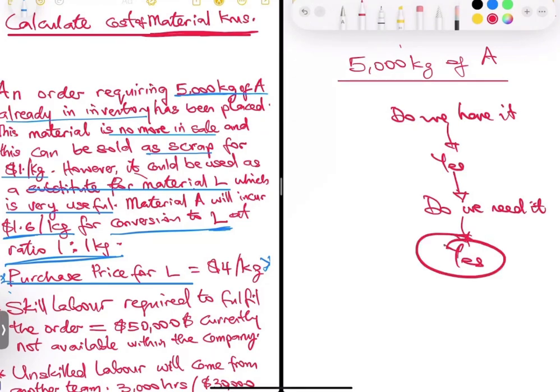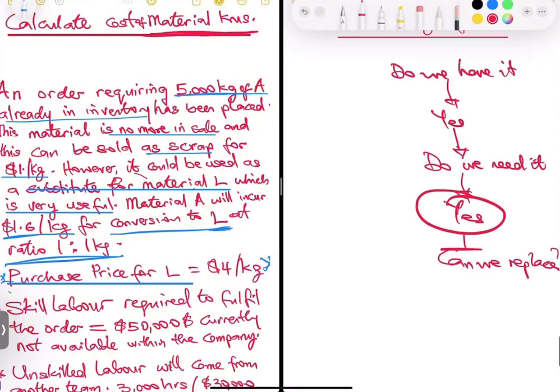Then what's the next question? Is it available to buy? Can we replace it? And there's no information about replacement here. So automatically you can answer that as no. And if you follow that same line of charts, automatically your relevant cost is your what? Opportunity cost. And that is how you arrive at opportunity cost.